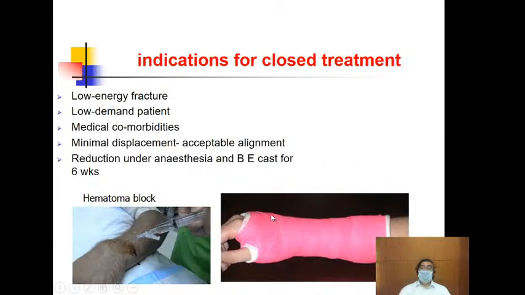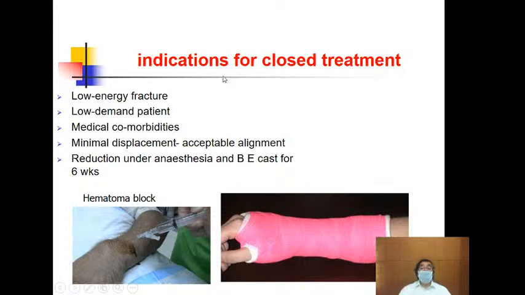So this is one of the latest plasters which we have in the market, and you can choose depending upon the dress you are wearing at the time of presentation to the OP. You do have colors. You have pink, blue, I think green, white also you can have, and this is how we give the hematoma block. So we inject this anesthetic agent at the site where the hematoma is there. You can see the deformity, and this is a fracture.